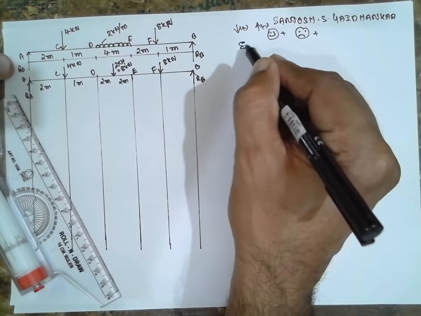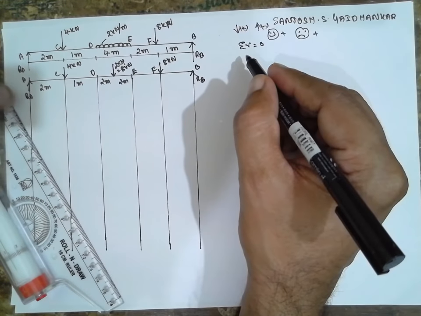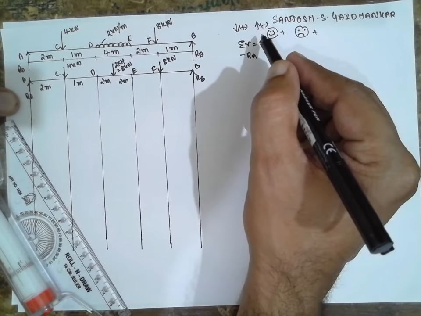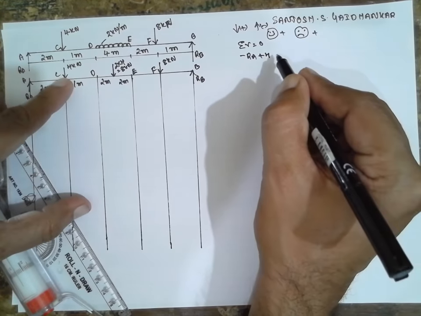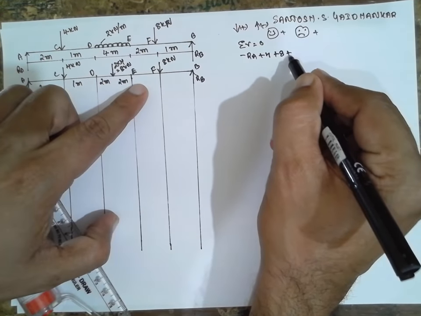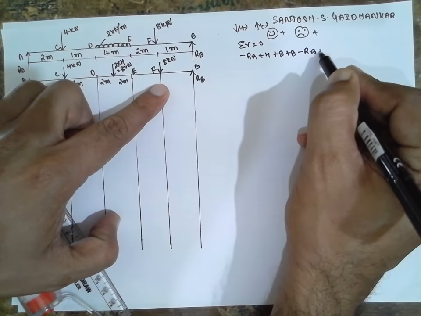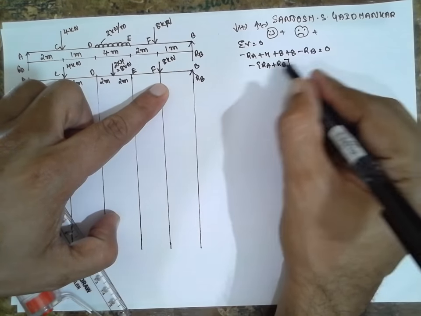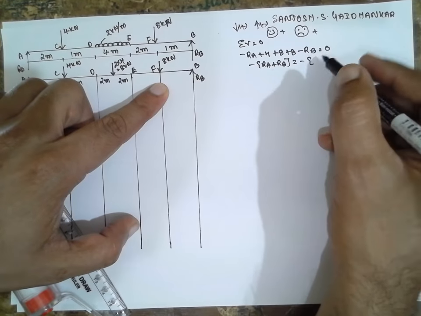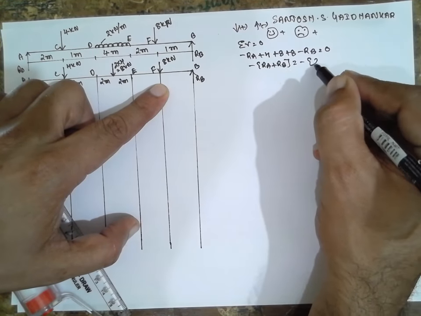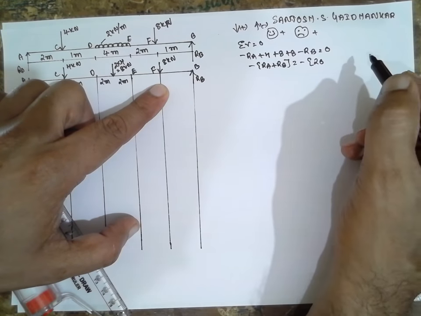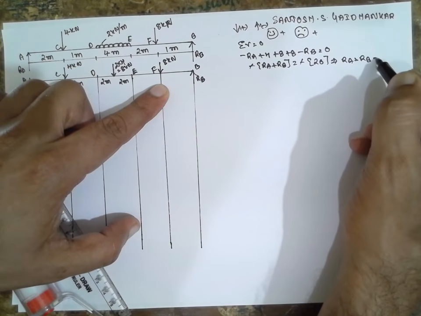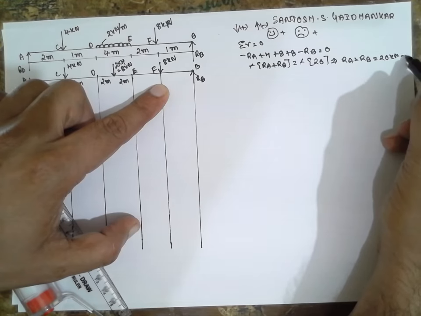Now, the sum of the vertical forces is equal to zero. In order to find the reaction, RA is upward, so I consider it as minus: minus RA plus 4 plus 8 plus 8 minus RB is equal to 0. Taking the minus as common, RA plus RB equals 20, the minus signs cancel. So RA plus RB is equal to 20 kN, equation 1.